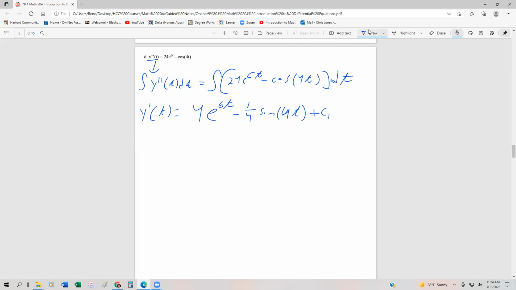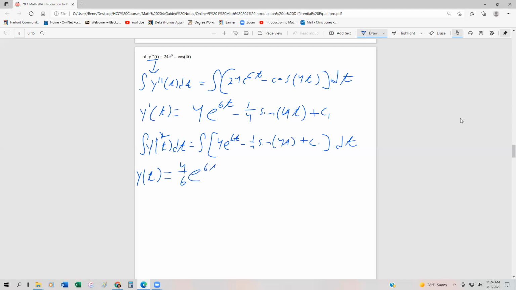Now, we're going to do the same thing. So we're going to integrate y prime of t with respect to t, the integral of 4e to the 6t minus 1/4 sine of 4t plus C1 dt. So when we take the antiderivative of the first derivative this time, that's just going to become y of t. Over here, we get 4 over 6 e to the 6t for the antiderivative. Antiderivative of sine is negative cosine, but we have a negative in front, so that's going to be a positive.